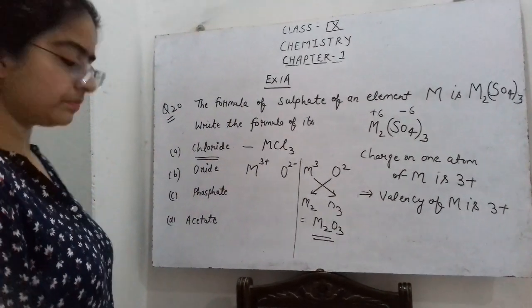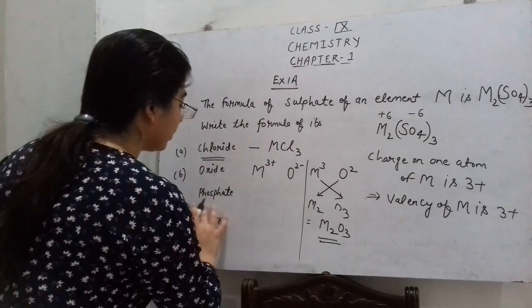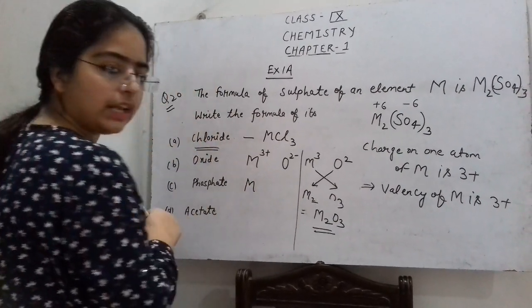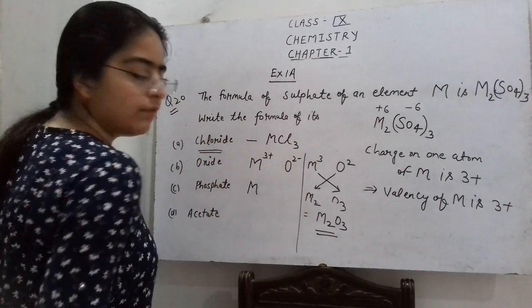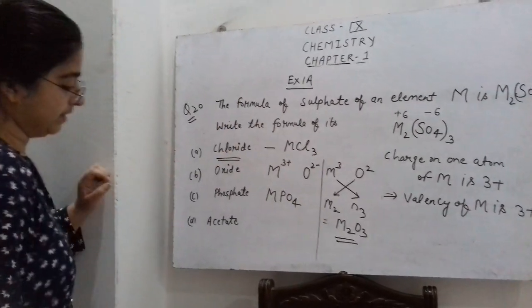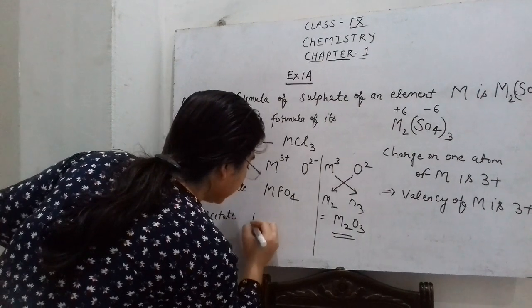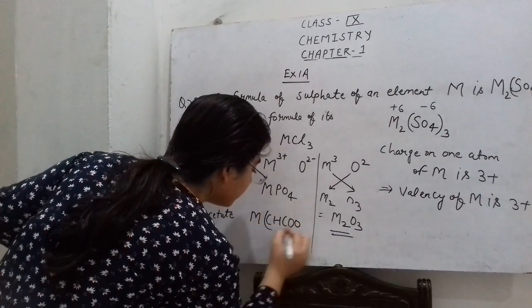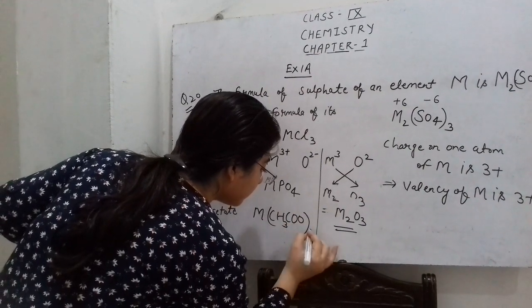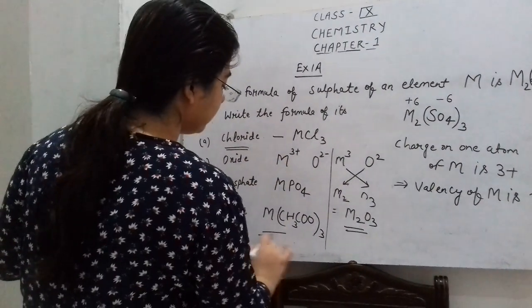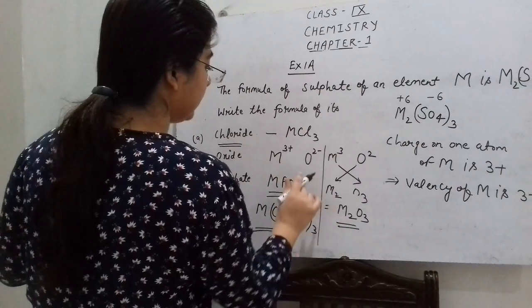So finally the formula of the oxide of element M is M2O3. In the same way, when we calculate the formula of the phosphate of element M, it will come MPO4, and the formula of the acetate will come M(CH3COO)3. So these are the formulas of the compounds of the element M.